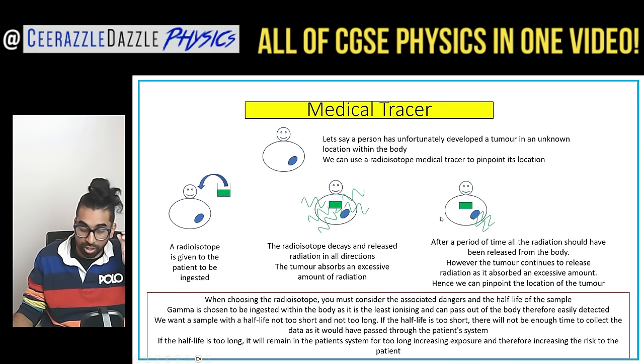And then, the half-life. You do not want it to have a very long half-life, because the person will be exposed to a large amount of radiation. Nor do you want the half-life to be too short that you can't actually carry out the experiment. You don't want to put it in the body and have it quickly leave over here. So you don't want a too long half-life, nor a too short half-life. So make sure you are aware of that when choosing the radioactive medical tracer.